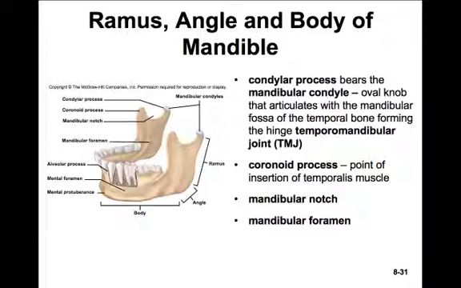Remember that anytime we have a large flat surface or fossa, it's a really good site for muscle attachment, so probably a big one attaches there.